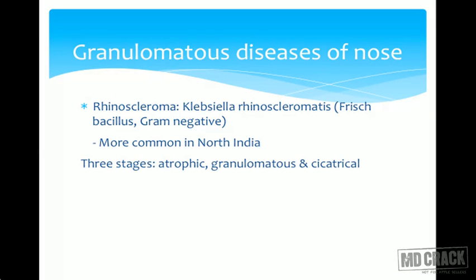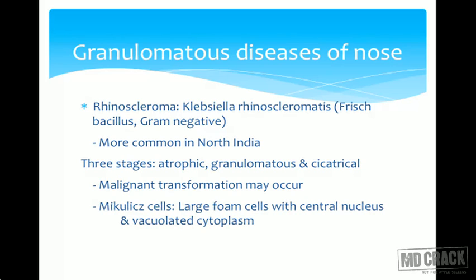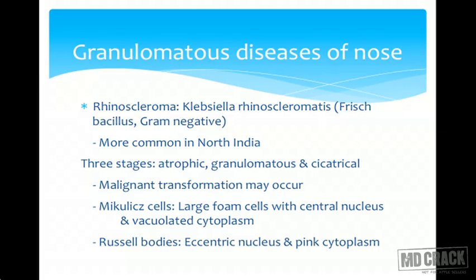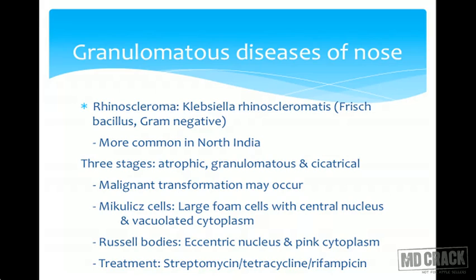Now comes rhinoscleroma. It is a bacterial infection caused by Frisch bacillus, a gram-negative bacillus, Klebsiella rhinoscleromatis. This is the name of the bacillus. It is very often asked in MCQs. It is more common in North India. There are three stages of the disease: the atrophic stage, the granulomatous stage, and the cicatricial stage. Malignant transformation is known to occur. The characteristic Mikulicz cells and Russell bodies are seen in rhinoscleroma. Both are very frequently asked in MCQs.